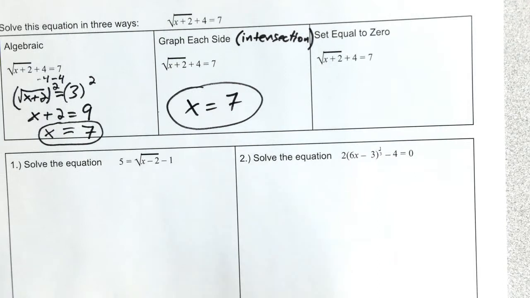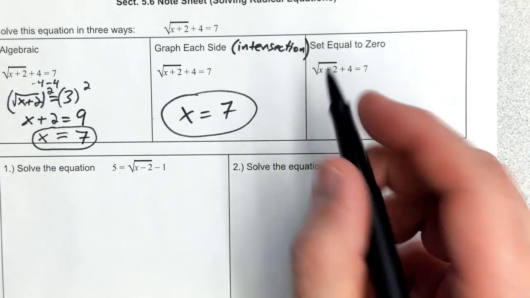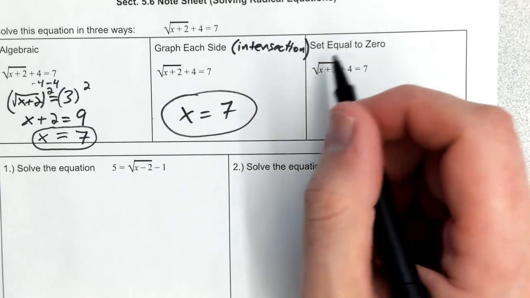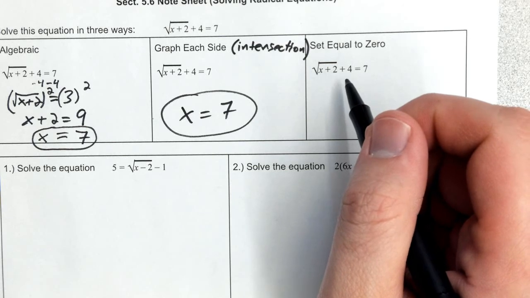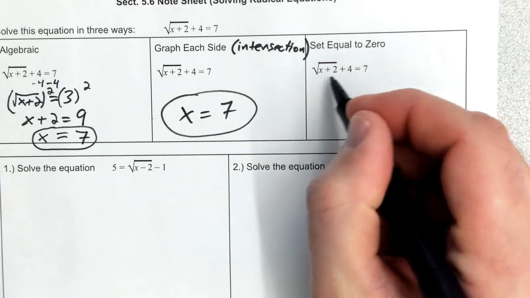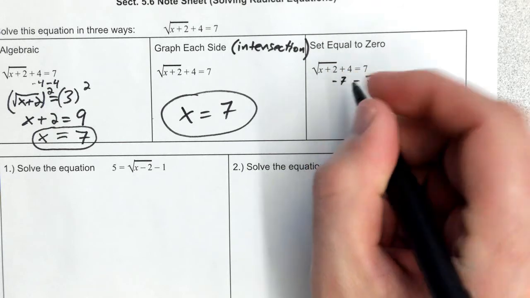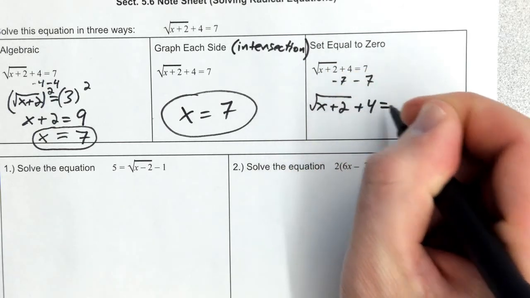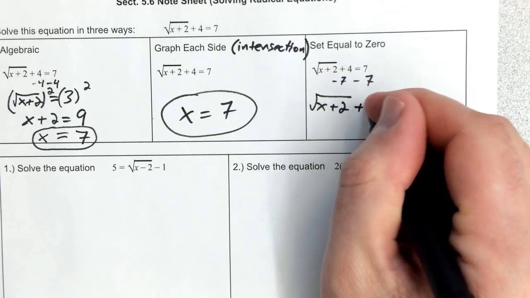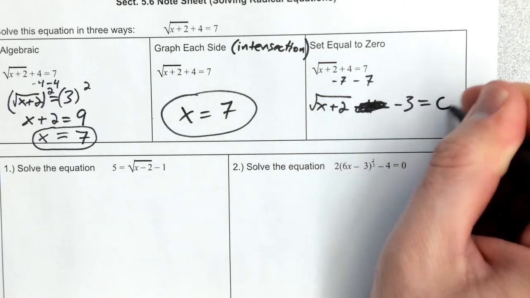The other way to do this is to set everything equal to 0. You're just going to have to play around with each method, because for some problems it's easier to graph both sides and see the solution, and for some problems the graph looks nicer if you set it equal to 0. So let's get this set equal to 0. That means move everything to one side: minus 7, minus 7. So I get the square root of x plus 2 plus 4, sorry, that should be minus 3, is equal to 0.